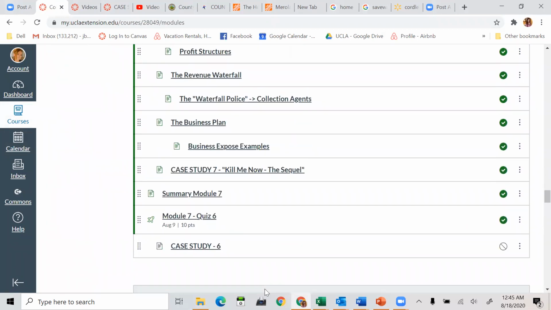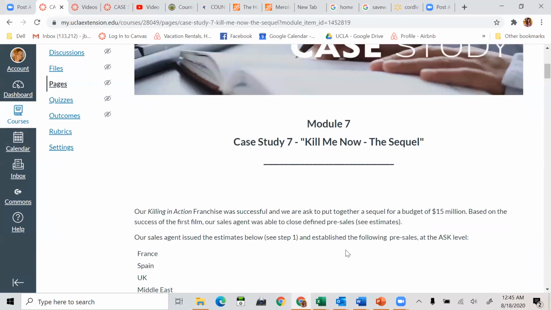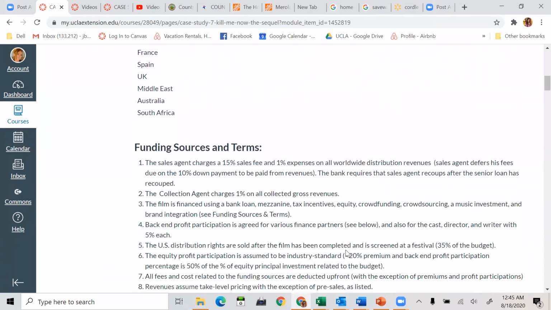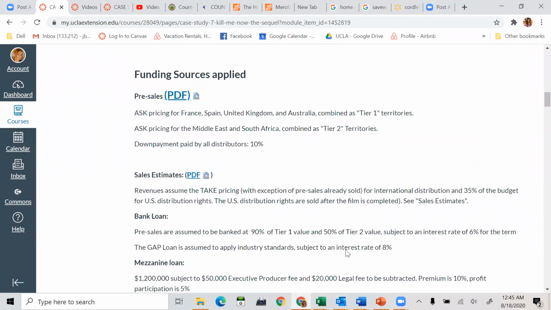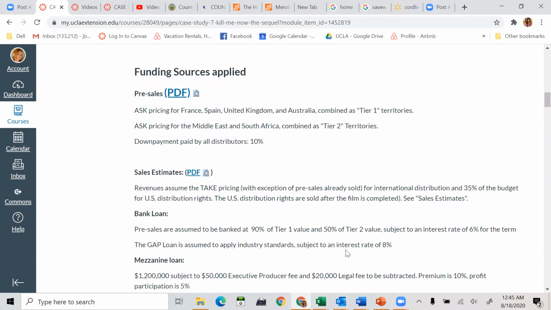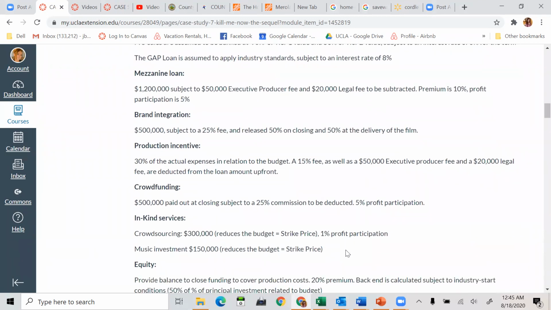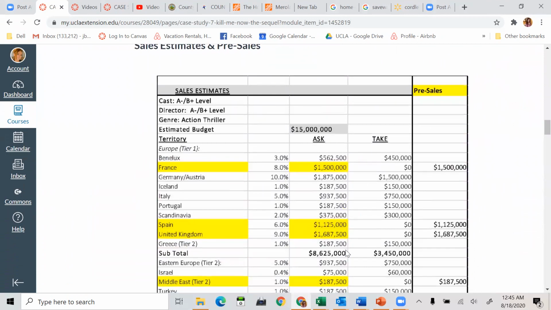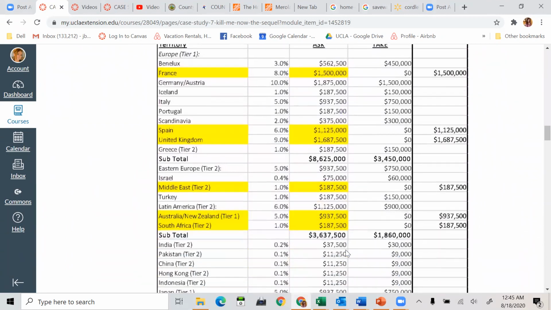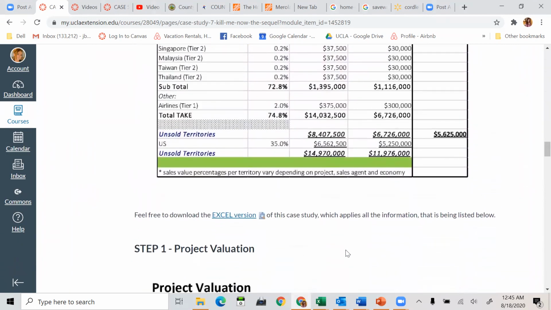Here we are. Here it is. So there we go. So this is the case study that you're going through in order to understand what is happening here. You have specialized pre-sales, sales estimates, you're doing your loan, you're having your mezzanine, your brand integration. All of this is here. Here's your sales estimate sheet pointing out your pre-sales, your actual pre-sales and what they are, how much is left.